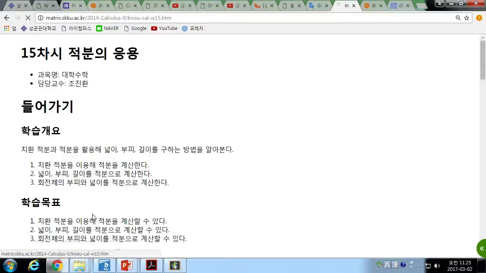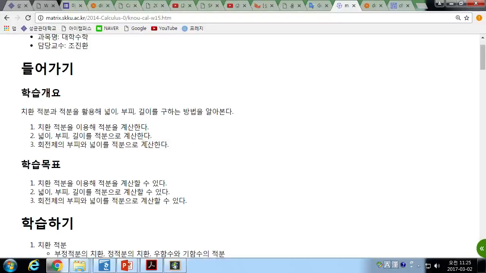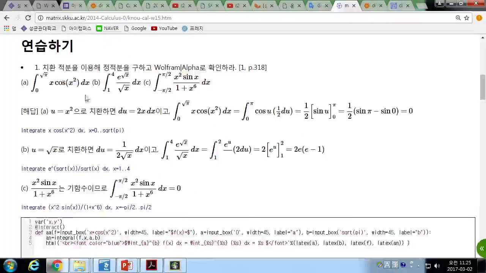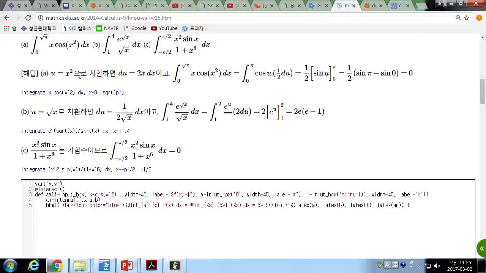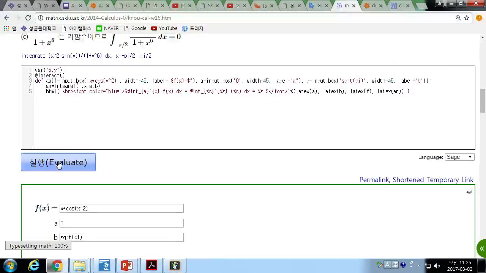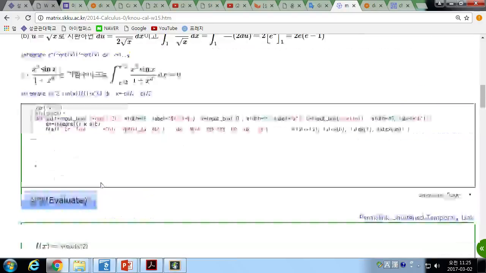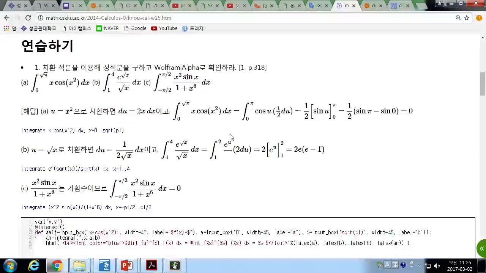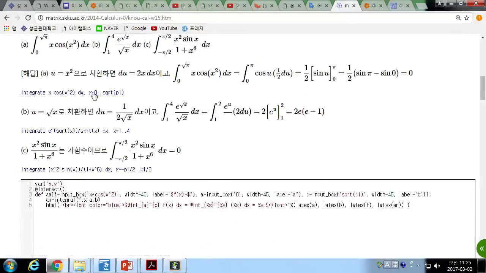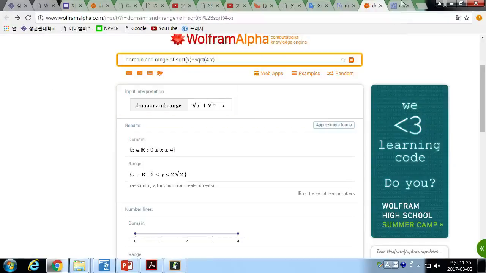For example, here, integration, application of integration, finding the integral of this function that you must have learned before. And this can be done. The integral of this function is this. And this can be found in here. And also this can be done in here. Integrate x cosine x squared with respect to x, from x equals 0 to square root of pi.